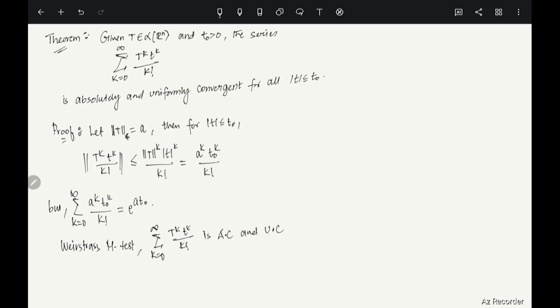So basically we saw that if you write a series like this, given a linear operator, then of course we can say that it is absolutely and uniformly convergent. What we are going to do is this. This is very important. We are going to define the exponential of a linear operator.